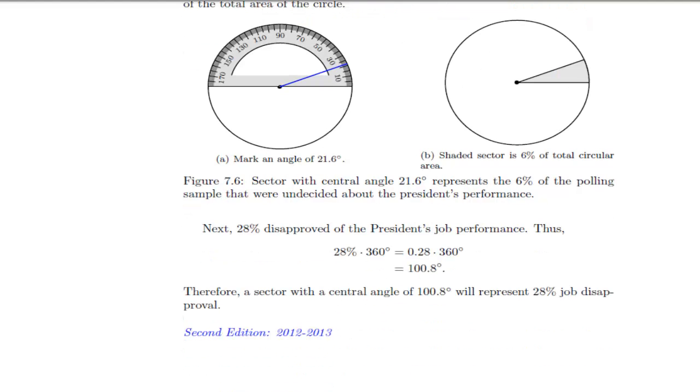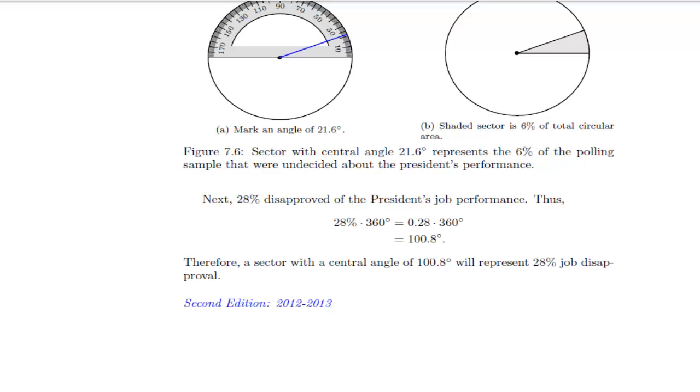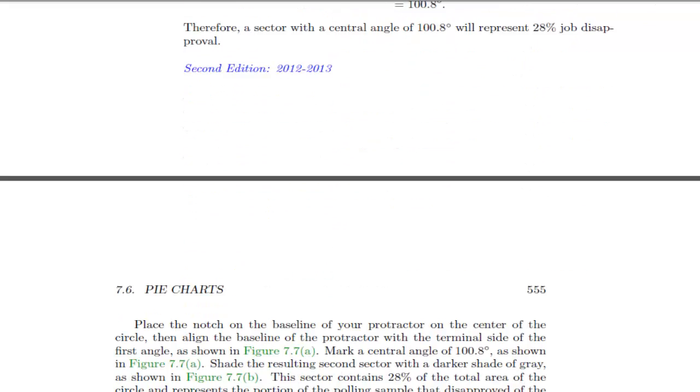Next, 28% disapproved of the president's job performance. Thus 28%, which is 0.28 times 360 degrees, is 100.8 degrees. Therefore, a sector with a central angle of 100.8 degrees will represent 28% job disapproval.